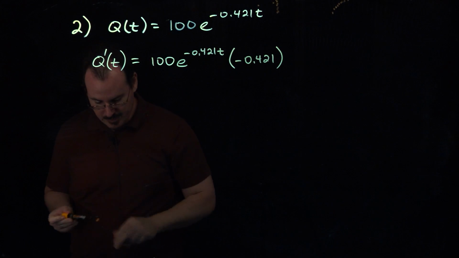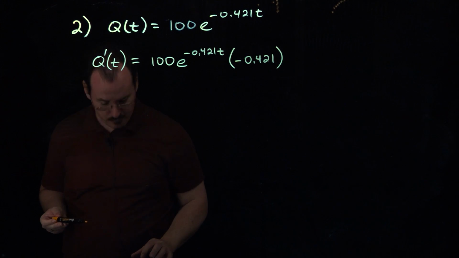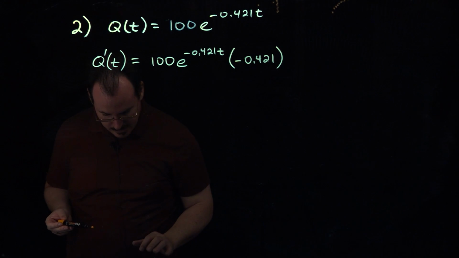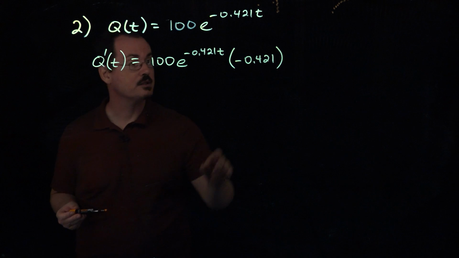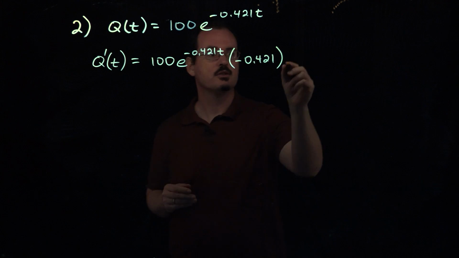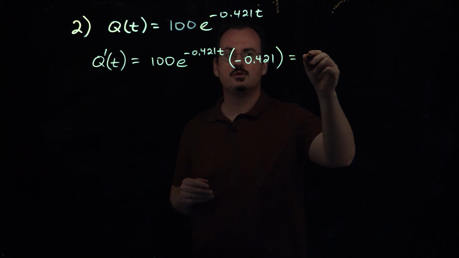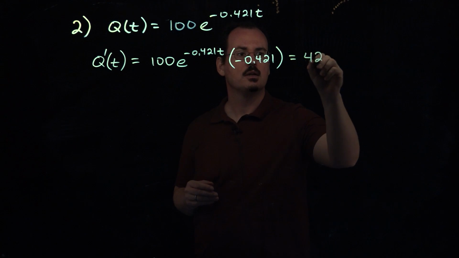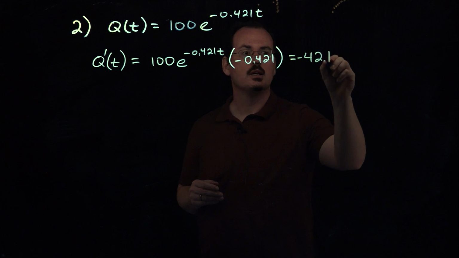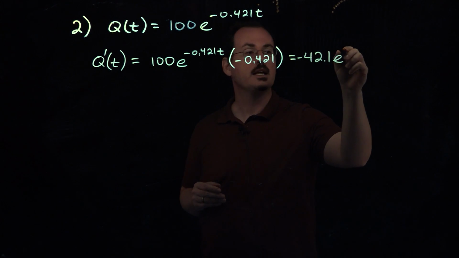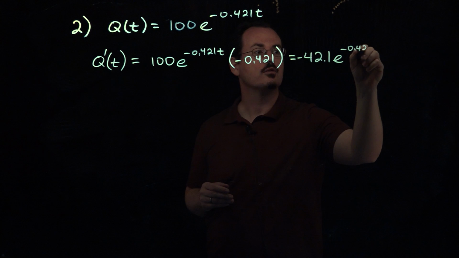Let's simplify this a little bit. We'll multiply the 0.421 and the 100. Well, actually, that's just going to be, I'll move that 2 decimal places over, so I'm going to get negative 42.1 e to the power of negative 0.421 t.